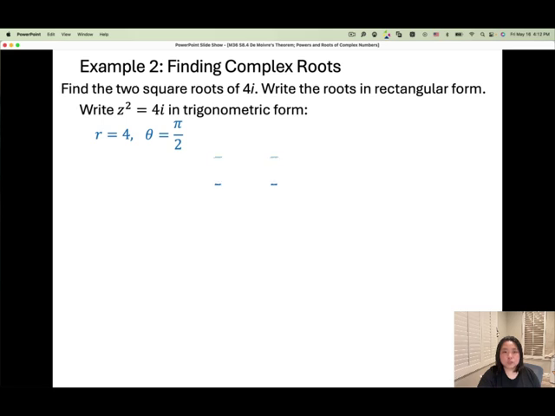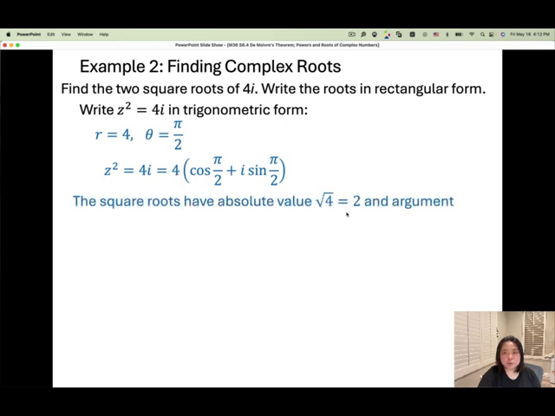Okay, right? So my c square will be equal to 4, the r, times cosine pi over 2 plus I sine pi over 2. Now, we're going to take the square root for both sides to find out what is the modulus. Square root of 4 is going to be equal to 2. And then we want to find the argument. Since I'm using the radian, I will have this formula: alpha will be equal to theta over n plus 2 pi k over n.